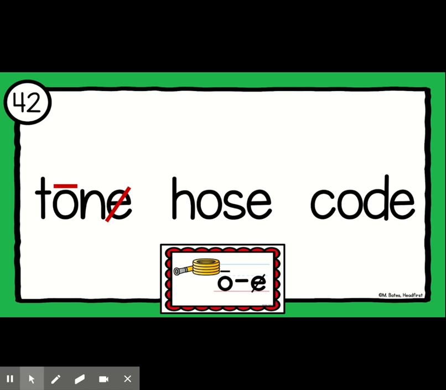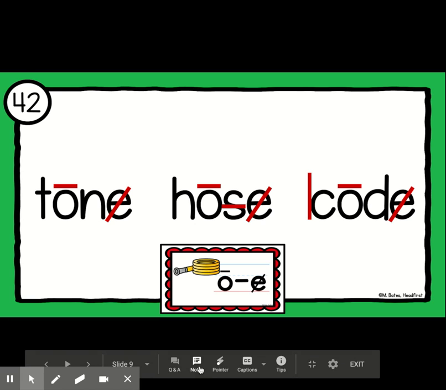So the long O and the sneaky E we cross out. In hose, it has the Z sound, so we give the S a line through it. And then we have a long O with a sneaky E. Code gets a K back. And then the long O makes a macron with the sneaky E. Tone, hose, code.